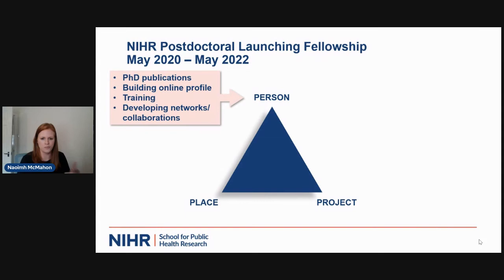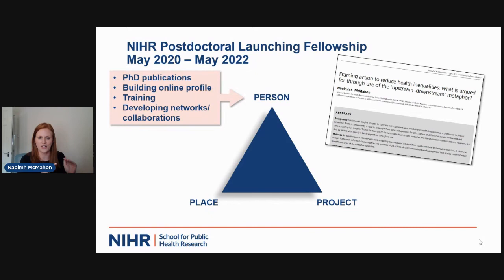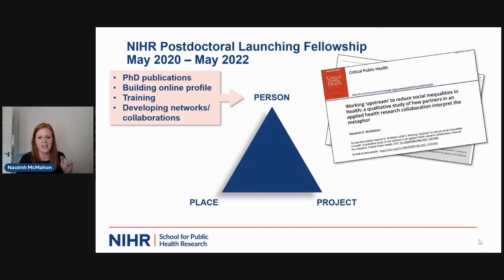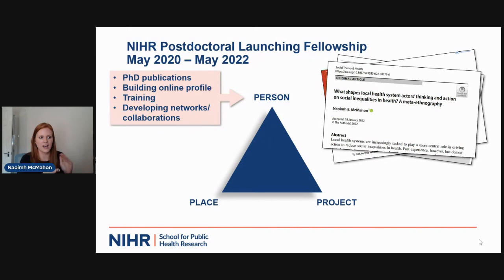So my PhD papers, I've got one in the Journal of Public Health, which is my analysis of how the upstream downstream metaphor is used to argue for specific forms of action within the academic literature, how the metaphor is then interpreted by different partners of an applied research collaboration and the disconnect between those. And I was also able to repurpose my lit review actually for the thesis. So qualitative research, looking at what explained health system actors' thinking and action around social inequalities in health.